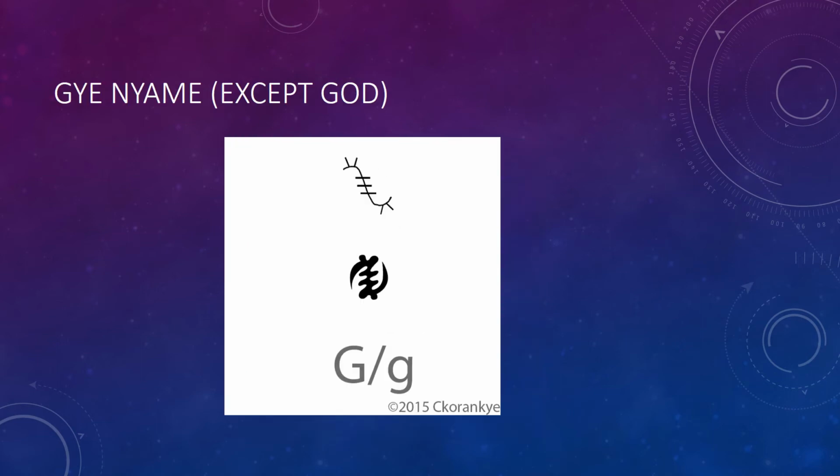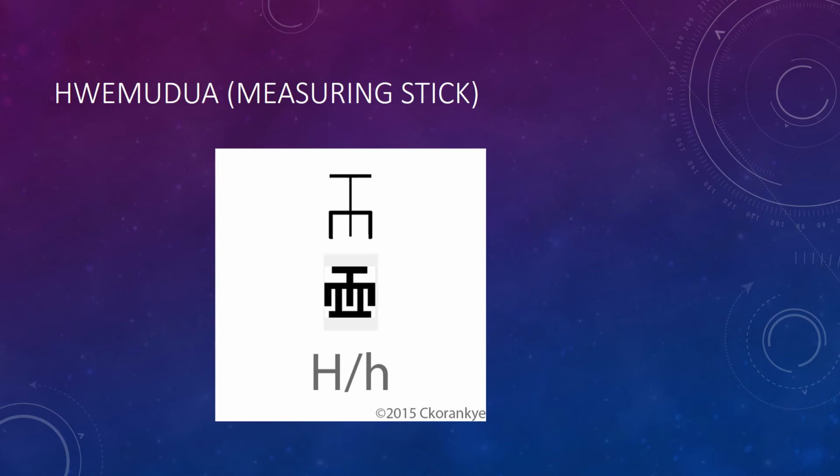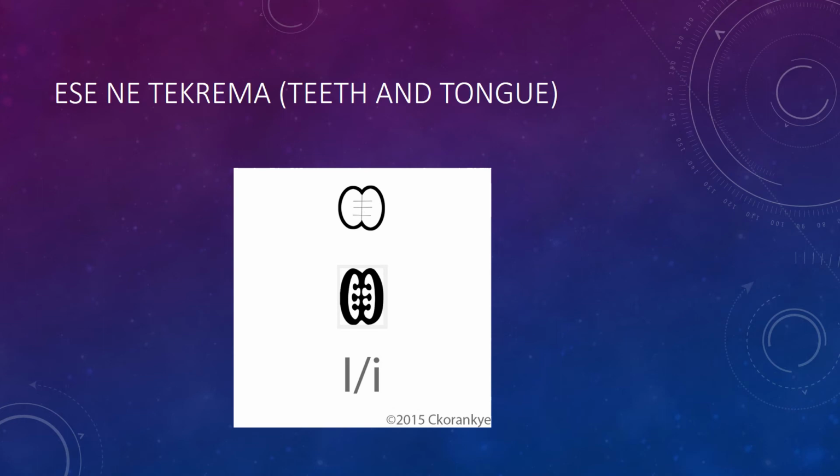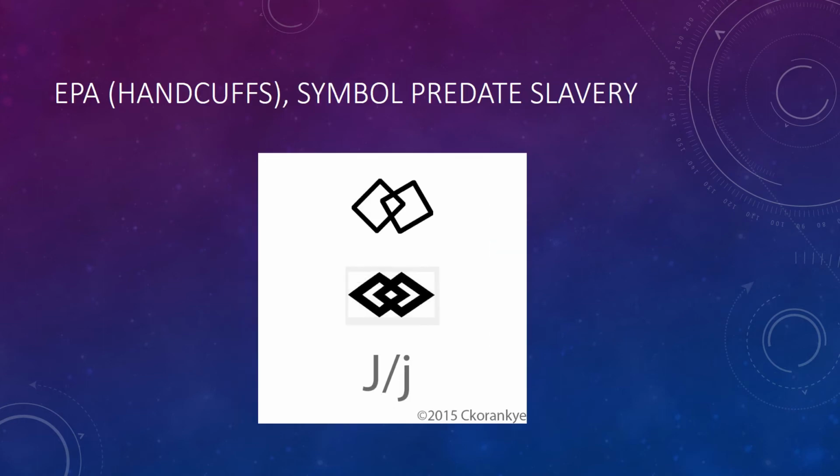Gye Nyame, except God, is assigned to the letter G. Hwimudua, measuring stick, is assigned to the letter H. Ese Ne Tekrema, teeth and tongue, is assigned to the letter I. Epa, which literally means handcuffs, is assigned to the letter J. This symbol predates slavery.